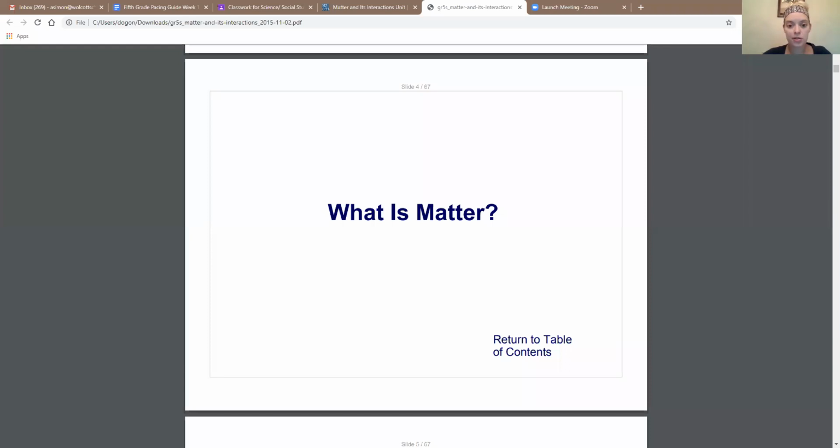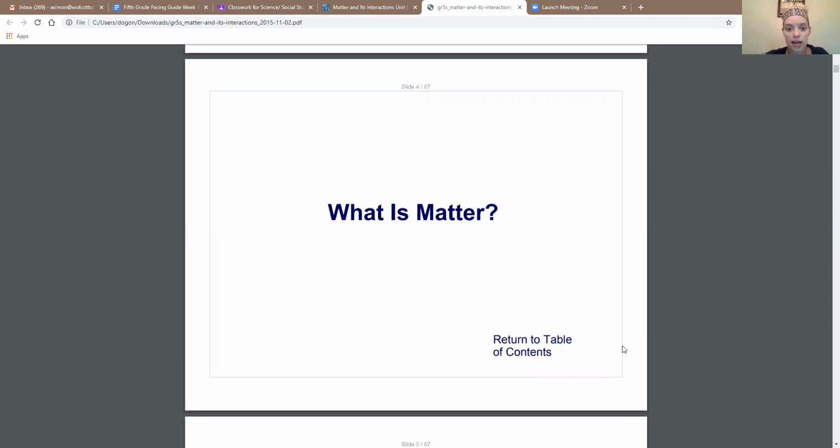We're going to talk about what we're going to be doing for this first unit in science. We're going to be talking about matter, okay? And today we're just going to introduce matter and what it is and what it's made up of, okay? So I want us to first brainstorm what you think matter is.